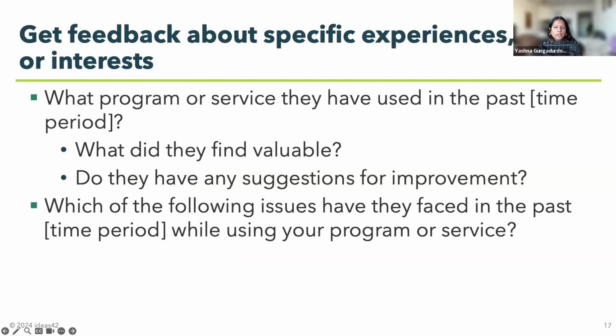To get information that will help you improve a program or service, you'll want to ask questions about specific experiences, needs, or interests. So for example, you could ask what program or service the respondent has used in the past over a certain period of time. And you can ask what they found valuable about the service or whether they have any suggestions for how to improve the service. You can also ask them about which of the following issues they have faced in the past while using your program or service so that you can get a better sense of where you need to invest resources and improve your services.